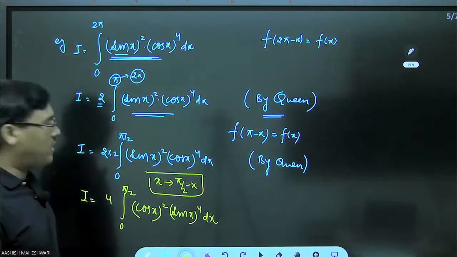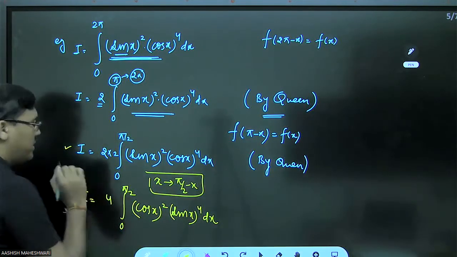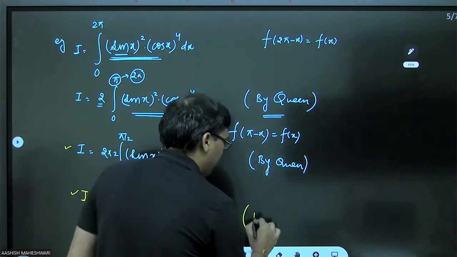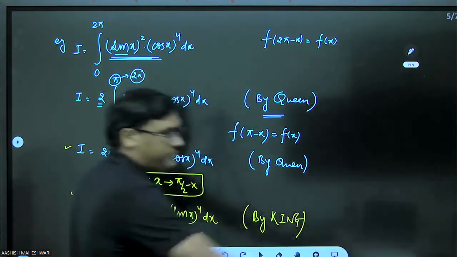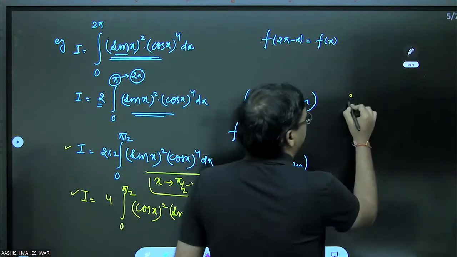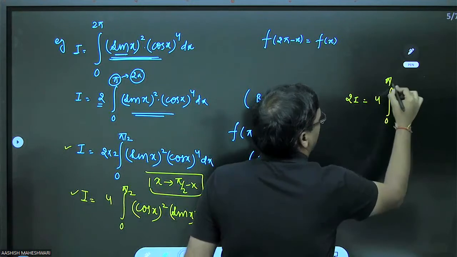Now, how will you proceed? You can clearly see if I just add these two integrals, this is by King property. So now if I add these two, this is 2I, 4 times integral 0 to pi by 2.